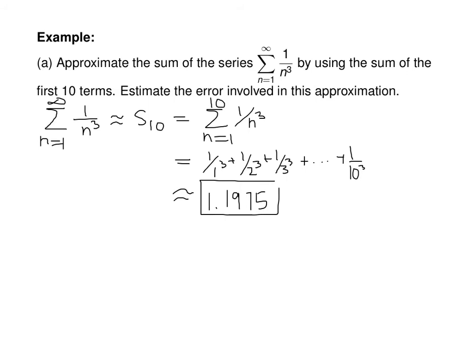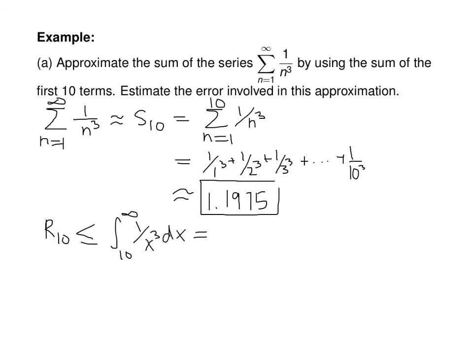Now the question is how accurate is that? Is that accurate enough that we're not going to notice some kind of error due to leaving off the terms from 11 to infinity? And we can use the theorem above. It tells us the remainder of using 10 terms is less than or equal to the integral from 10 to infinity of 1 over x cubed.